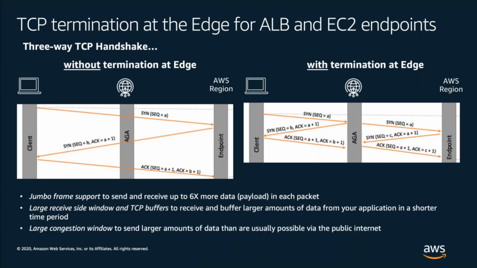Another improvement and optimization is that we fine-tune the receive side window and the buffers, again, to receive and buffer a larger amount of data. So this also drives better throughput. And we also use congestion windows to send a larger amount of data. The benefit that you will see is primarily on the throughput side, the ability to send more data per packet. And again, you get this improvement for any TCP traffic going to ALB or EC2 endpoints via Global Accelerator.